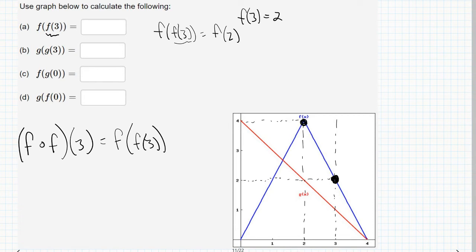Since we're dealing with the f function, we're good. Okay, so now what's f of 2? Well, it looks like that just equals 4. So f of f of 3 equals 4.